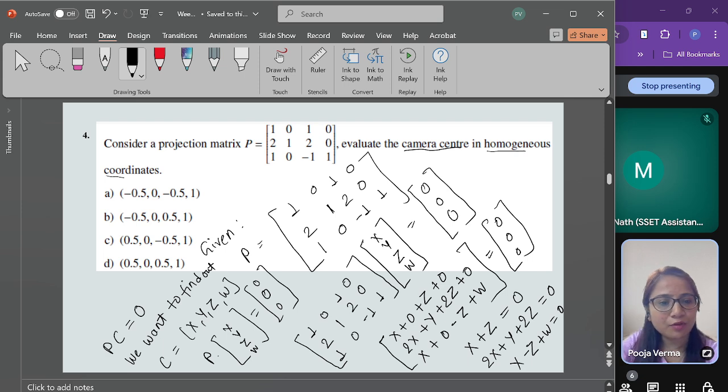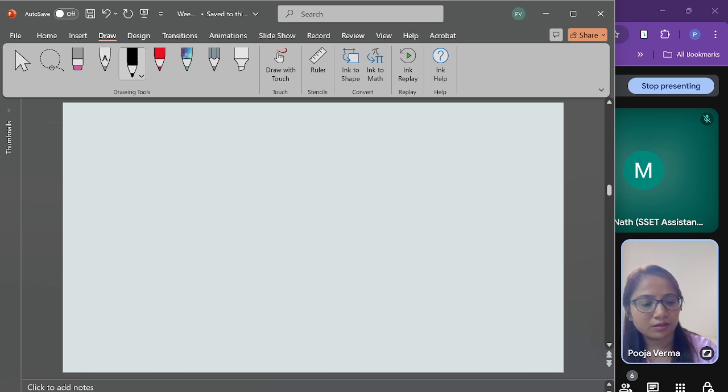Now we have to solve these equations and find the values of x, y, z, w. How can we solve it further? From the first equation, you can write z is equal to minus x. Now put z equal to minus x in the next equation, and you will get the other values in terms of x and y. I need to take one slide so that I can calculate these values here.